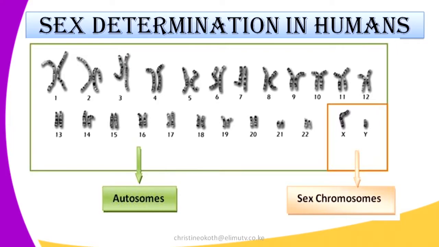So we have chromosome number 1 to 22. They're called the autosomes. Those ones are responsible for determining the characteristics which a parent is going to give to the offspring. That might be in terms of the size, in terms of the color of the skin, other things which you can inherit from the parent. Whereas when we come to the 23rd pair, we have the X and the Y chromosomes. These determine the sex or the gender of the offspring.